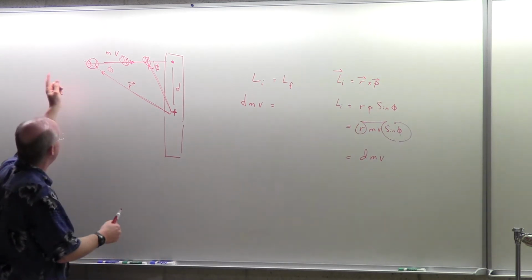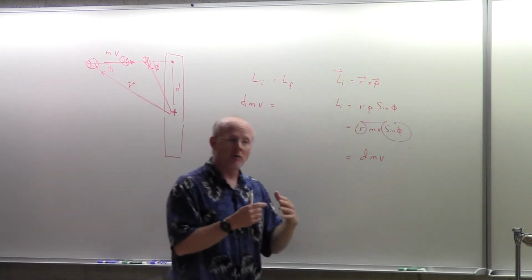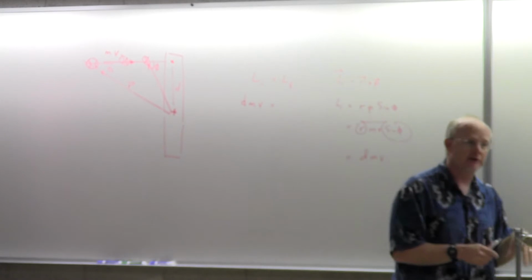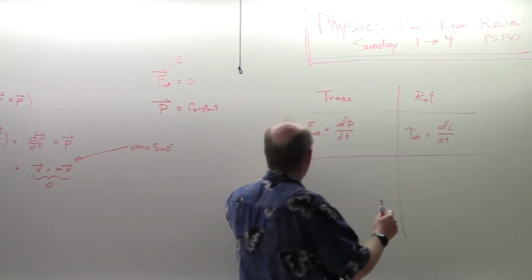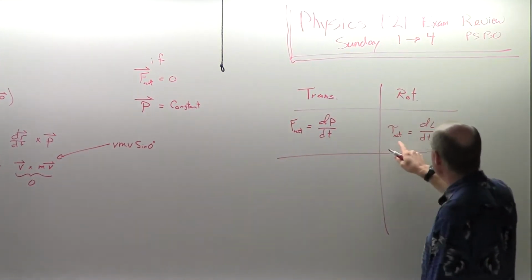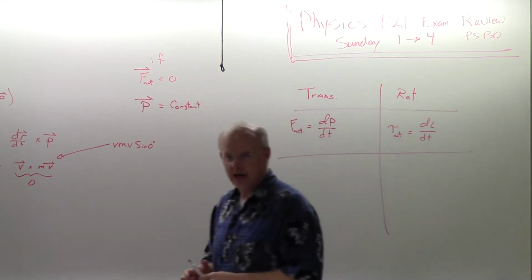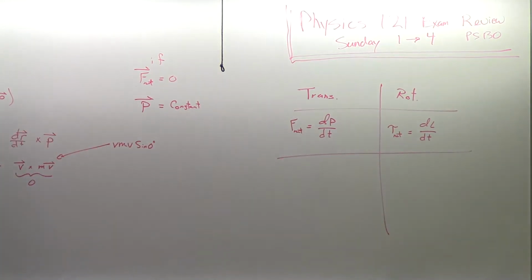As this ball travels in a straight line, not only is its momentum conserved, but its angular momentum is conserved. We have no net force, and we have no net torque. That's what we'll be looking at as we do some problems.